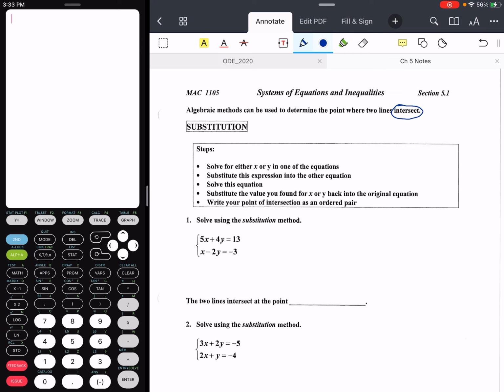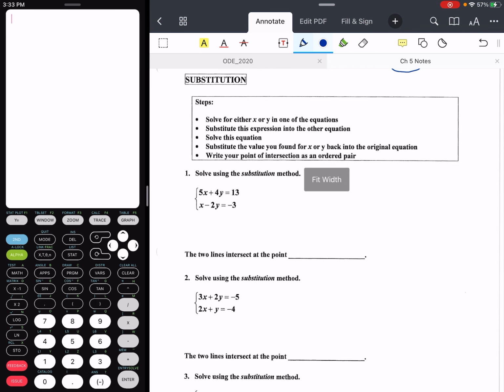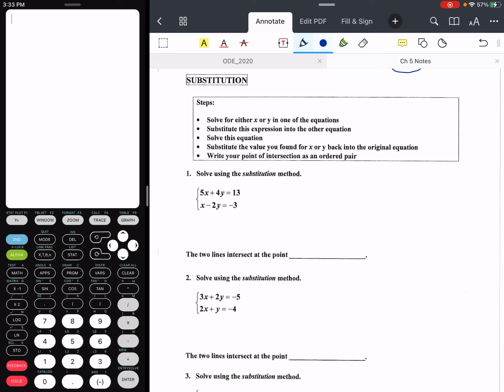But graphically, if we were to graph our two lines, the point where the two lines intersect would be the algebraic solution that we come up with. All right, so the first method we're going to look at is the substitution method. So as we read through the steps, I'll apply them to number one.